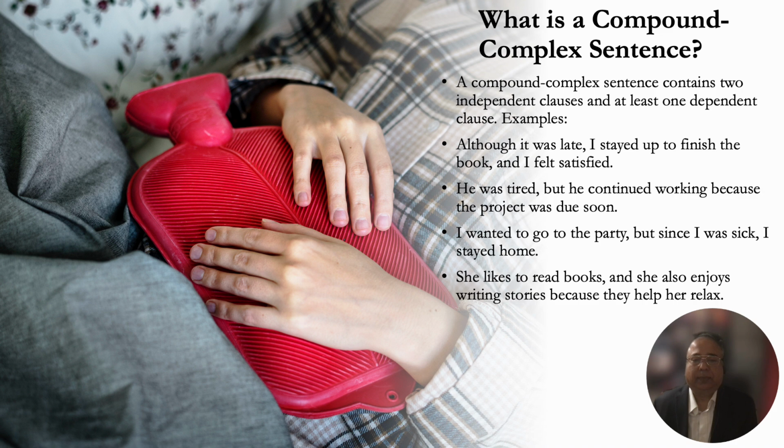In the second example, "he was tired." That's an independent clause, complete, "but he continued working." Now, "but" is a conjunction that connects the 2 independent clauses. "He continued working because the project was due soon." Now, "because the project was due soon" is a dependent clause. Now, read the next two sentences and understand how a compound complex sentence is written.